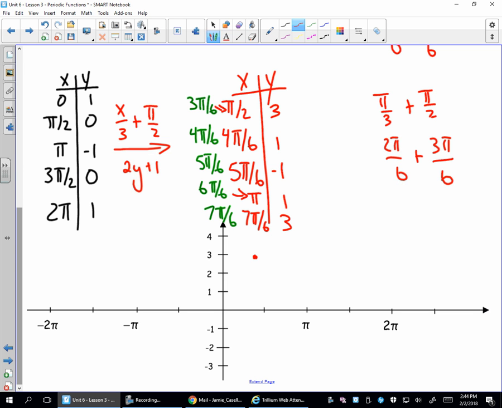So where does 4 pi over 6 go? I got to think about that as a reduced fraction. That's 2/3. So if I were to break this graph into thirds, 4 pi over 6 is 2/3 and 1. Okay, 5 pi over 6. Again, I got to break into thirds, and then each third I got to break into halves to make sixes. 1, 2, 3.